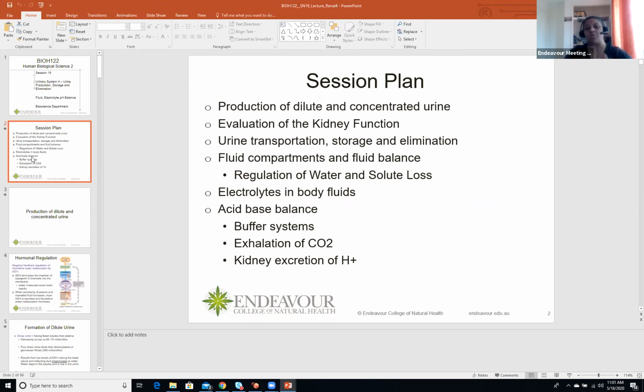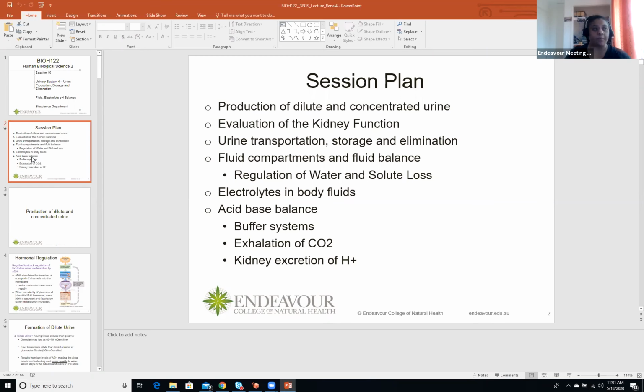And the second part is all about fluid balance in the body. So we're going to look at the different buffer systems and the regulatory mechanisms, the role of different hormones in maintaining the fluid in our body, basically.